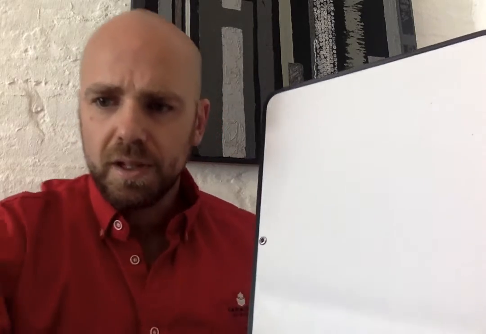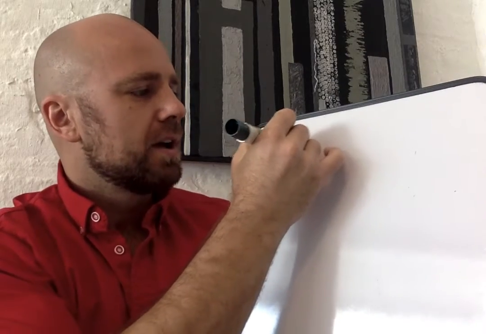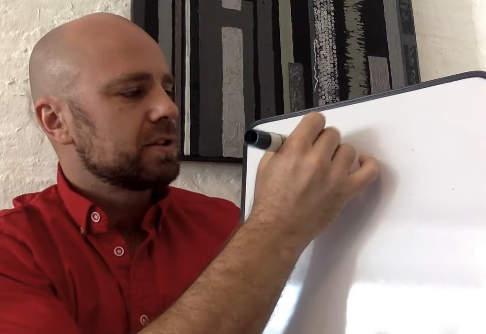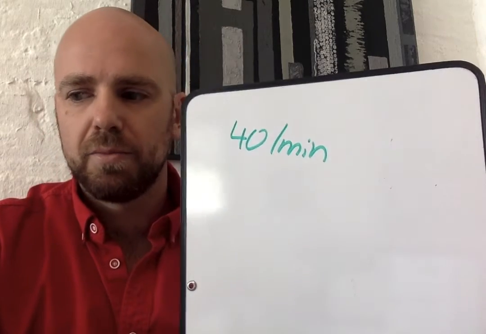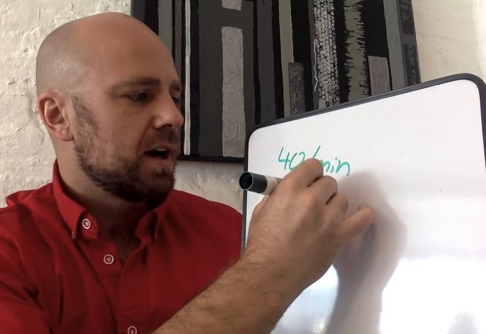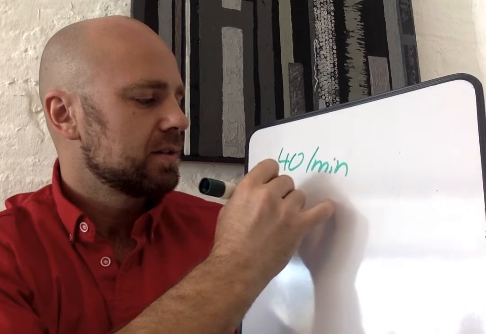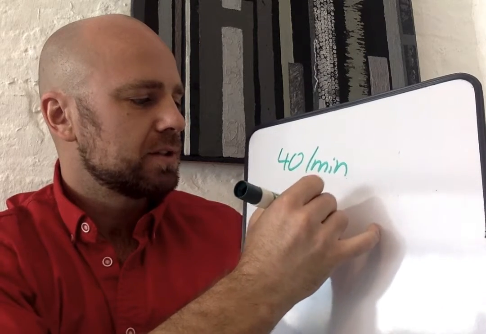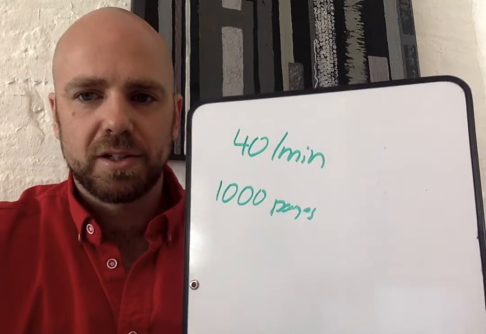So let's say we have a printer that's able to print out 40 pages per minute. My first question is, how long will it take to print out 1,000 pages? There's a couple ways that we can look at this.